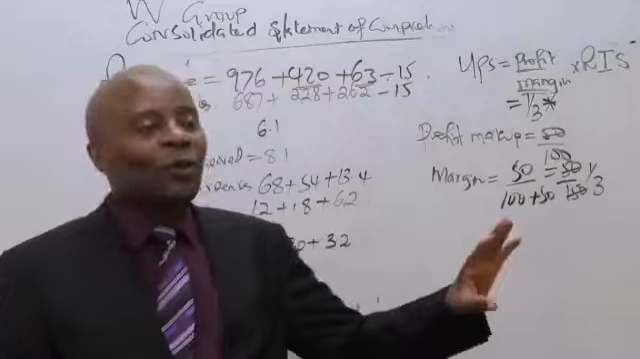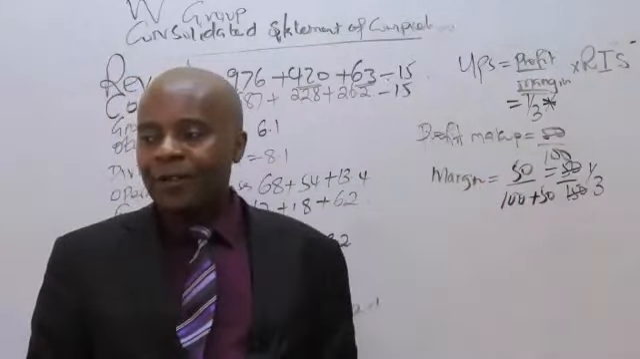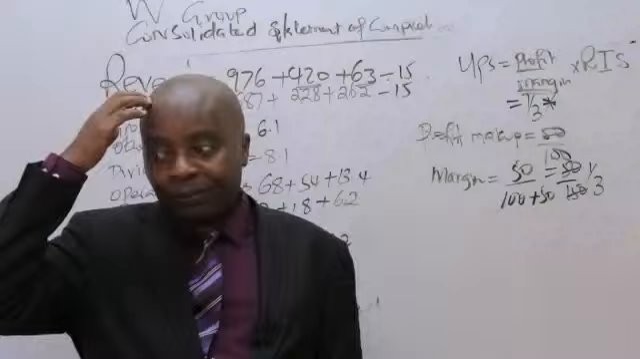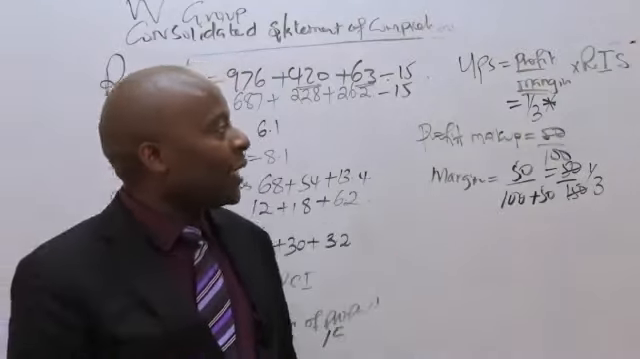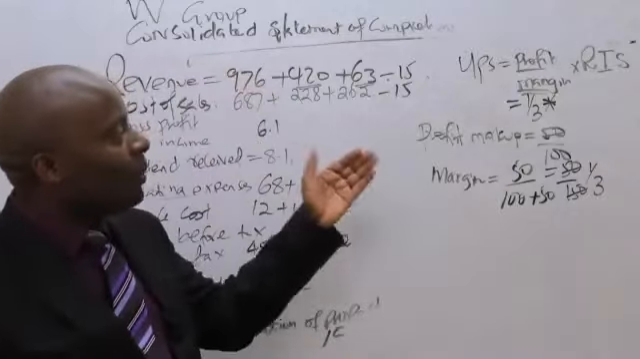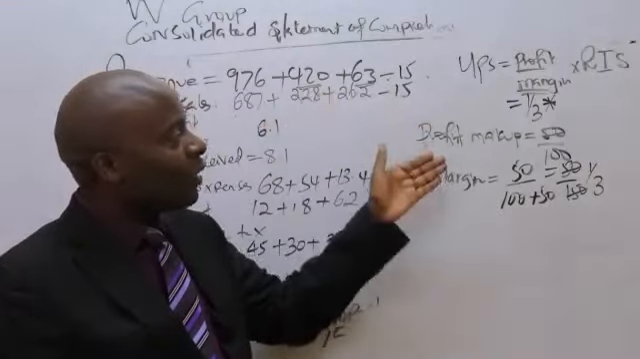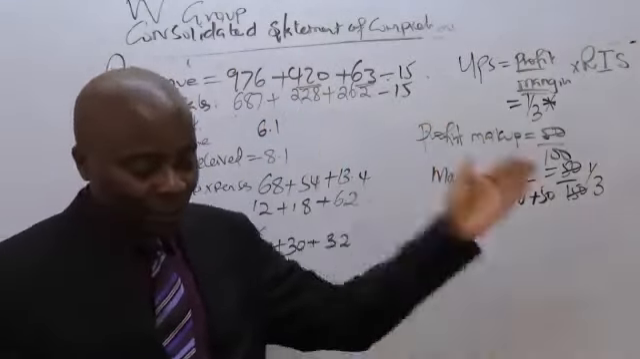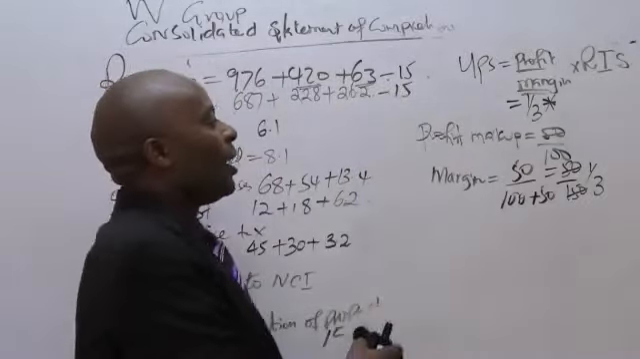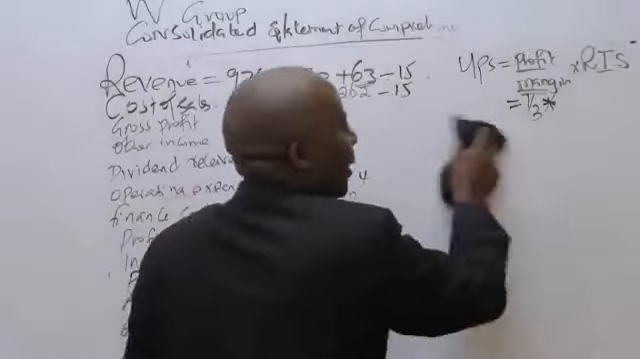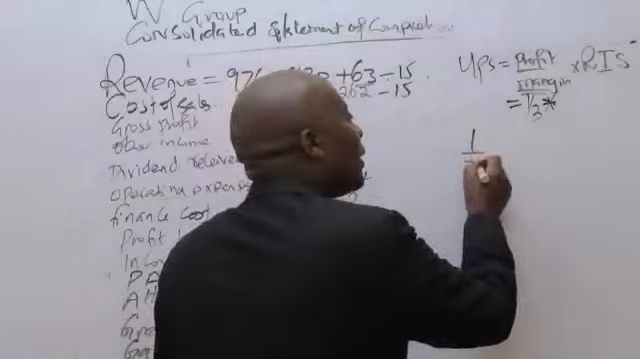Are we together up to here? Margin has a bigger denominator. So once I've gotten this margin, to get unrealized profit on stock, I'll take the margin times RIS. RIS means remaining intra-sales, remaining internal sales, which is 15. So it will be a third times 15.